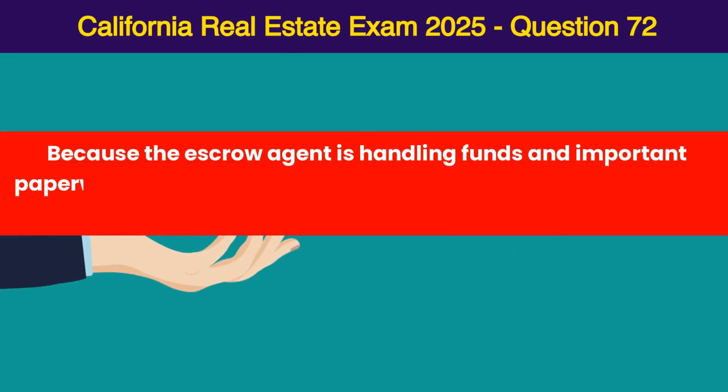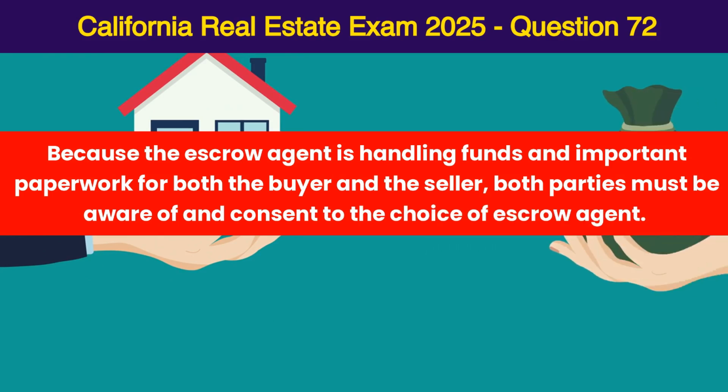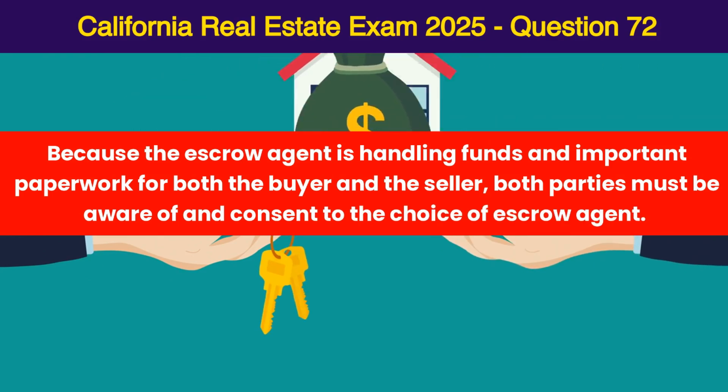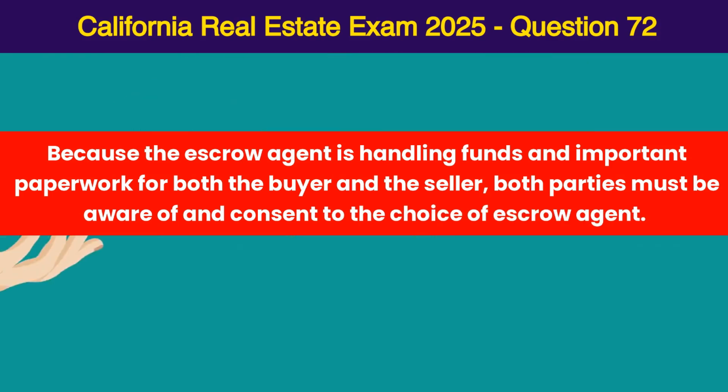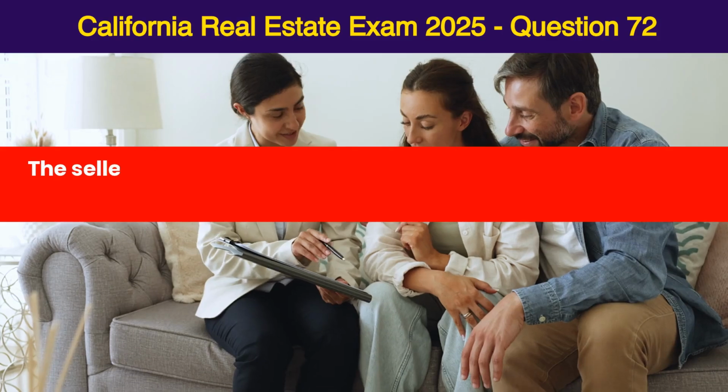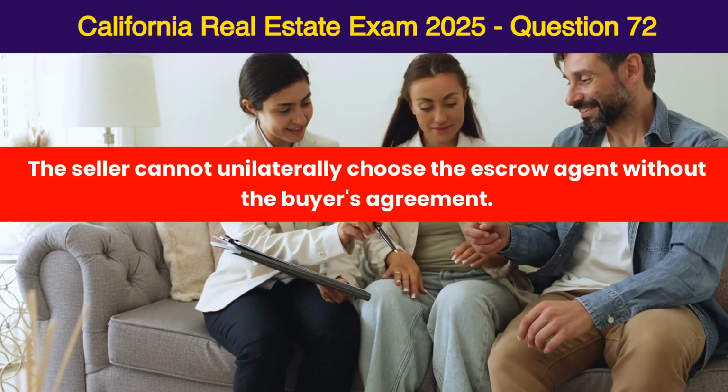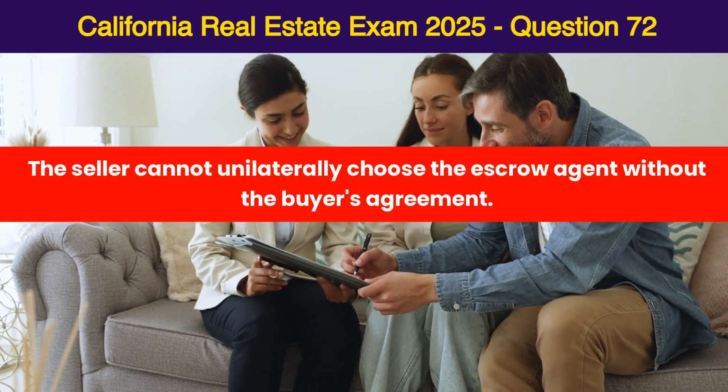Because the escrow agent is handling funds and important paperwork for both the buyer and the seller, both parties must be aware of and consent to the choice of escrow agent. The seller cannot unilaterally choose the escrow agent without the buyer's agreement.